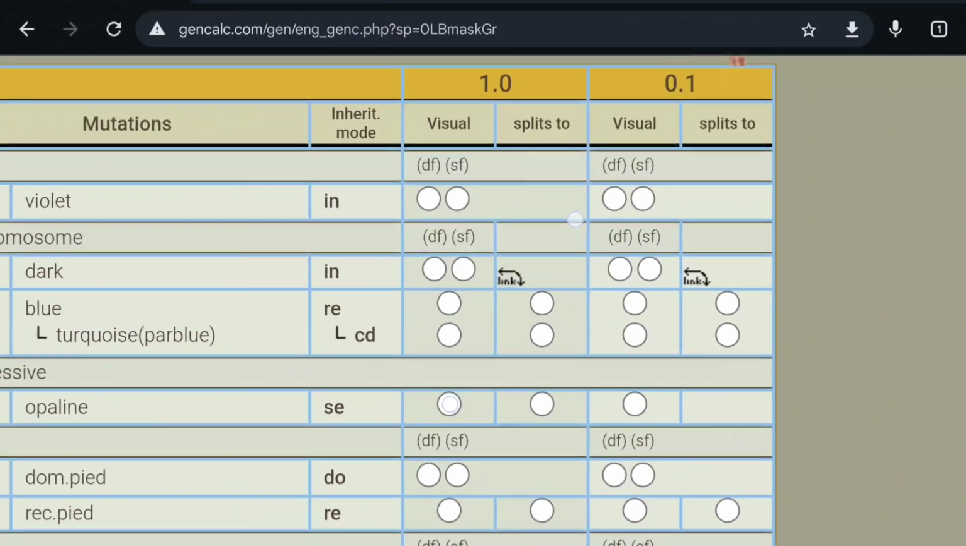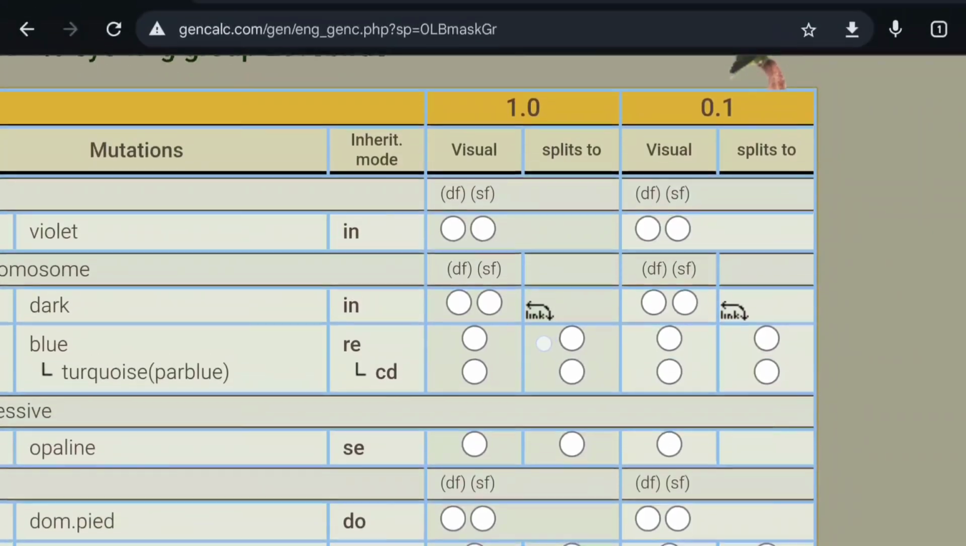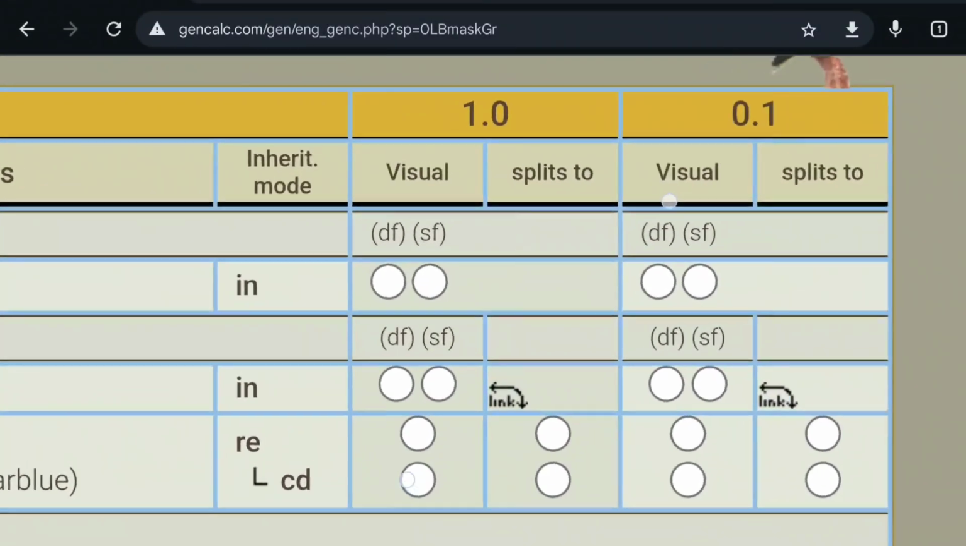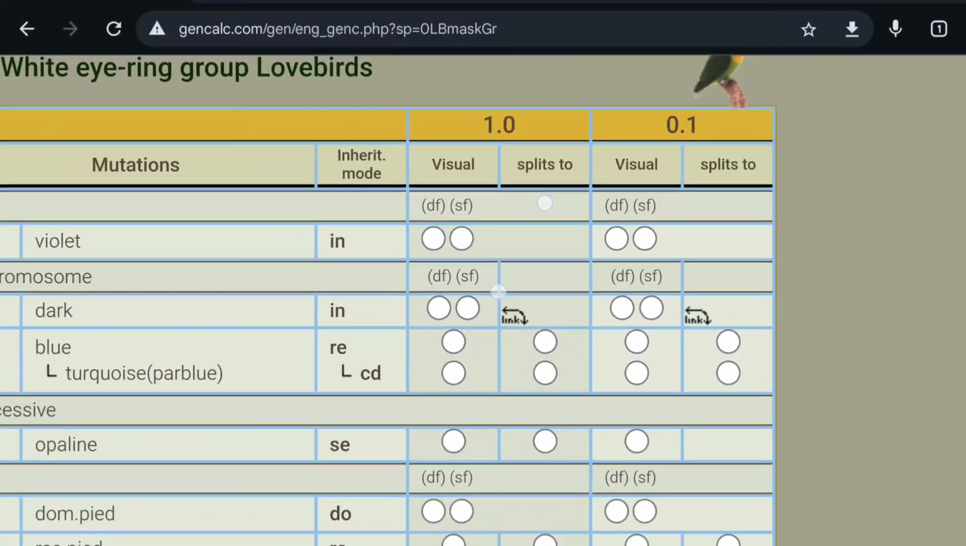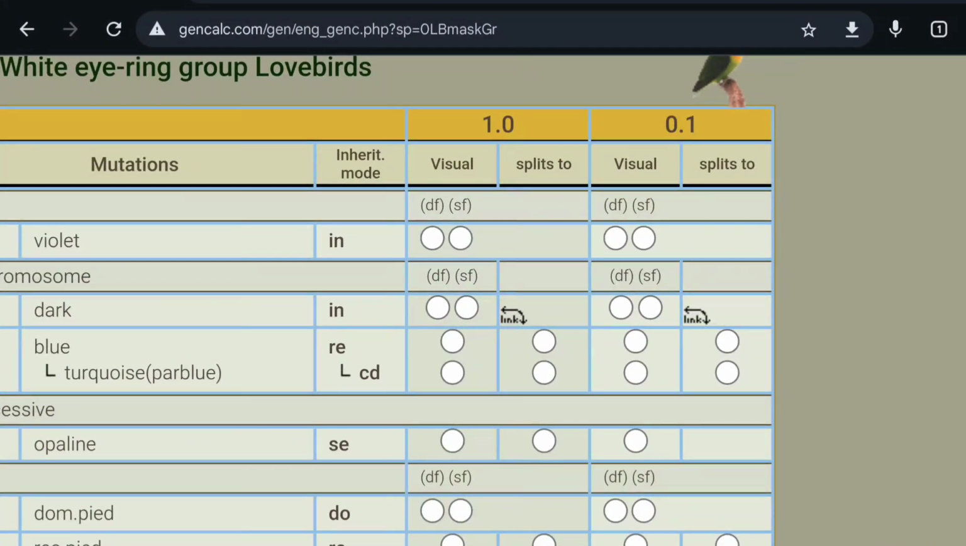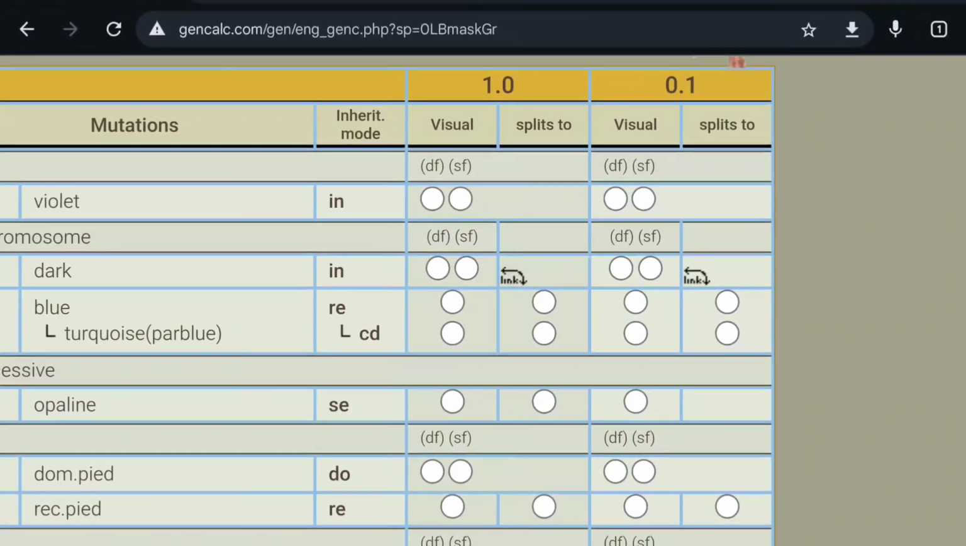Now there is something else. Here 1.0 stands for the male bird and 0.1 stands for the female bird. Always remember that. When you are putting in the details of your bird parents in order to find out the baby's mutation, or how they are going to look, you need to put your parents' details here so that we get to know what the babies are going to be.